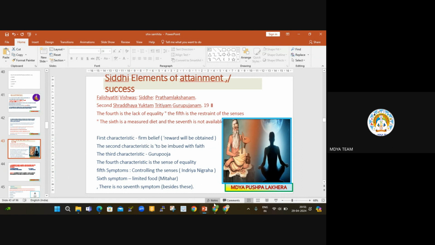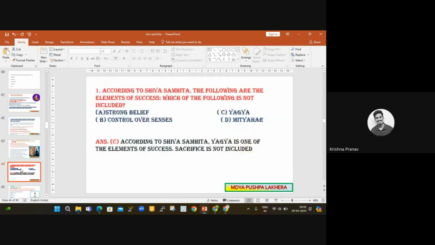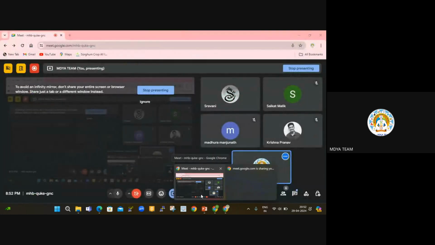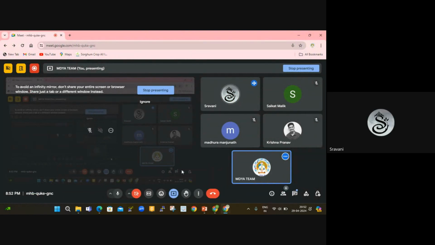Yes, ma'am. So here is the question from last year. According to the Shiva Samhita, the following are the elements of success. Which of the following is not included? Strong belief, yajna, control over senses, mitahara. Which one will be the correct one? Without seeing the answer, you just tell me. Which one is the answer? They didn't mention Mitahara.